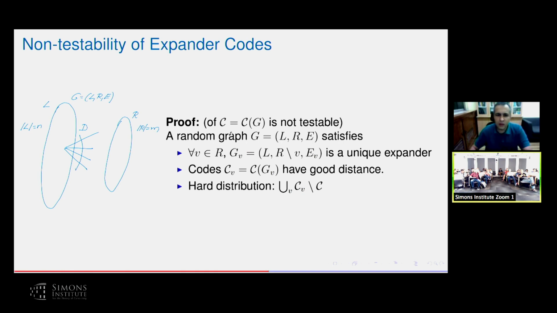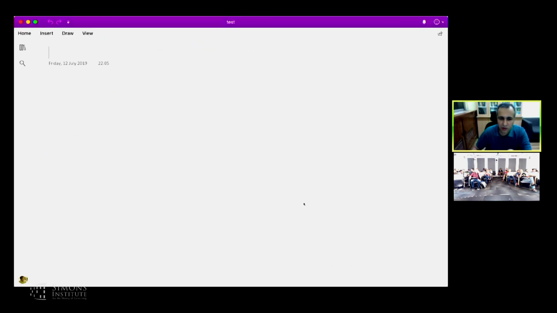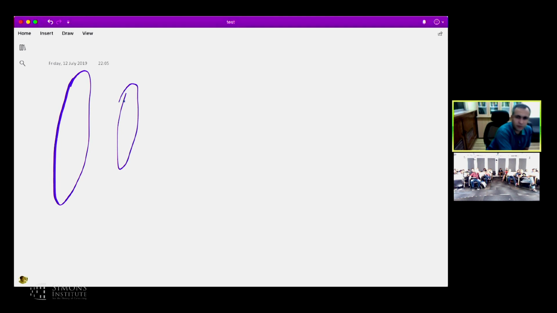So it's easier for me to tell what the proof is rather than go over the slides. So we had this bipartite graph, this one, and we have the code C, which is defined as C of G.